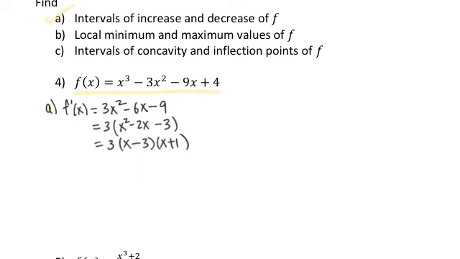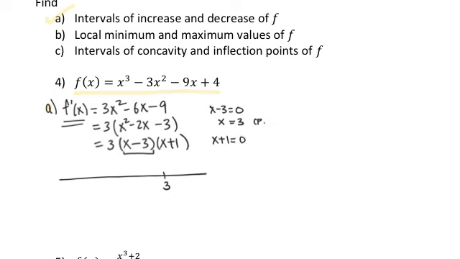Now, to figure out the sign, I am going to make my number line. When x minus 3 equals 0, x is equal to 3, which I got by setting this factor equal to 0. That's a number I write on my number line. It's a critical point where f prime is 0. Then I do the same thing with x plus 1 equals 0: I get x equals negative 1. That's also a critical point, so I'll put that on the number line too.